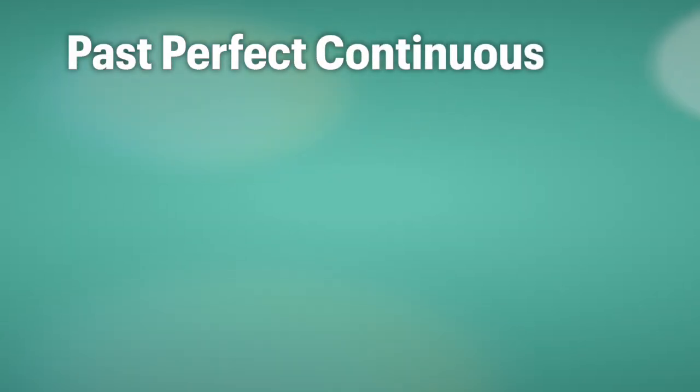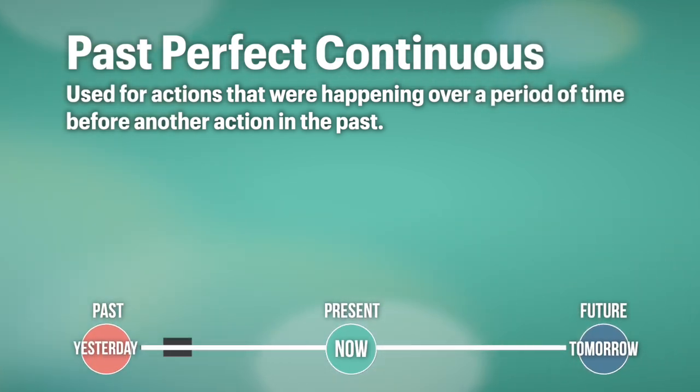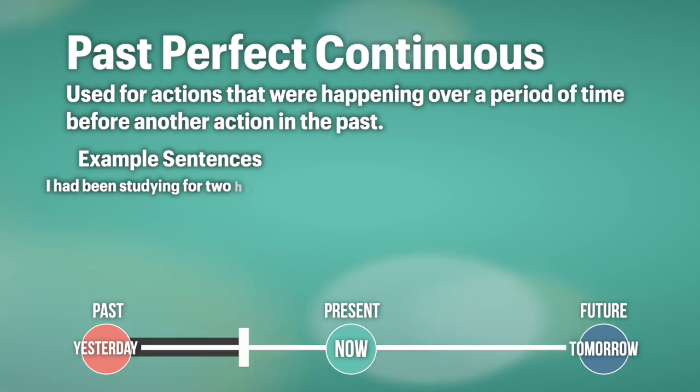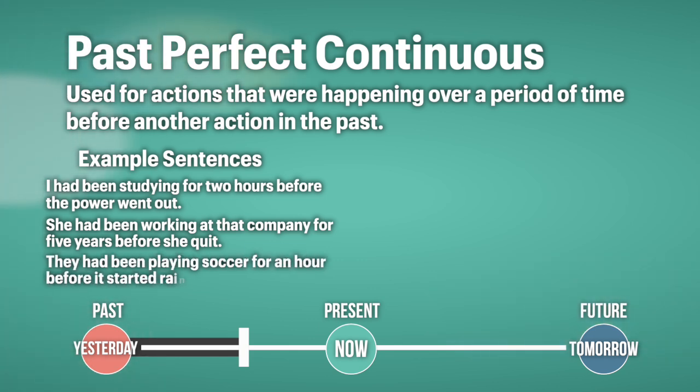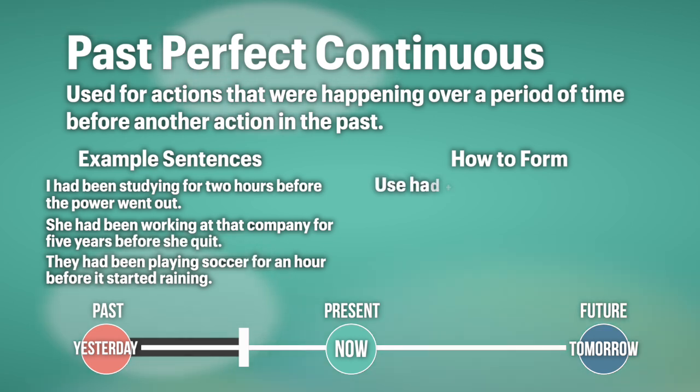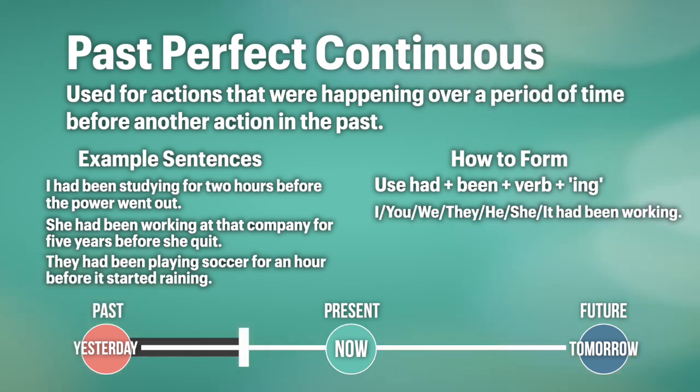The past perfect continuous tense is used for actions that were happening over a period of time before another action in the past. For example, I had been studying for 2 hours before the power went out. She had been working at that company for 5 years before she quit. They had been playing soccer for an hour before it started raining. How to form the past perfect continuous. Use had plus been plus verb plus ing. I had been working.